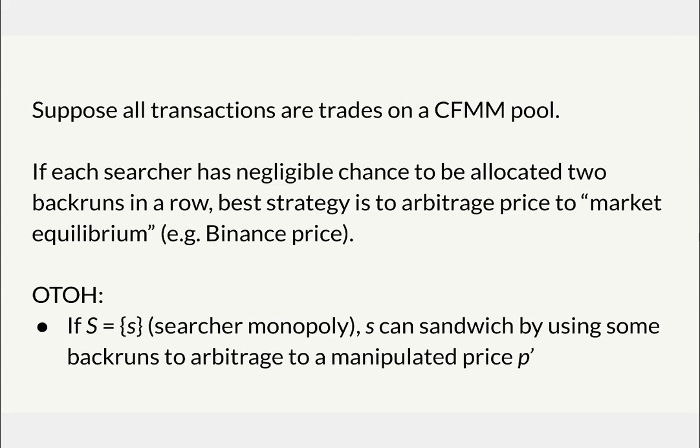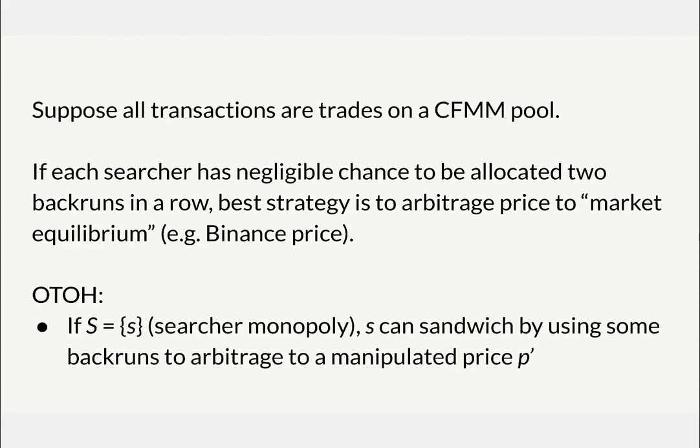So now let's focus on the case of a constant function market maker pool. The main strategy for a front runner in this context would be to manipulate the price in order to close a sandwich with a backrun. In order to pull that off, you need to be allocated the slot either side of the target user trade. That's 2 backruns in a row. Now, in an idealized situation, searcher competition is too intense, and there's no way any searcher will expect to get any 2 slots in a row.